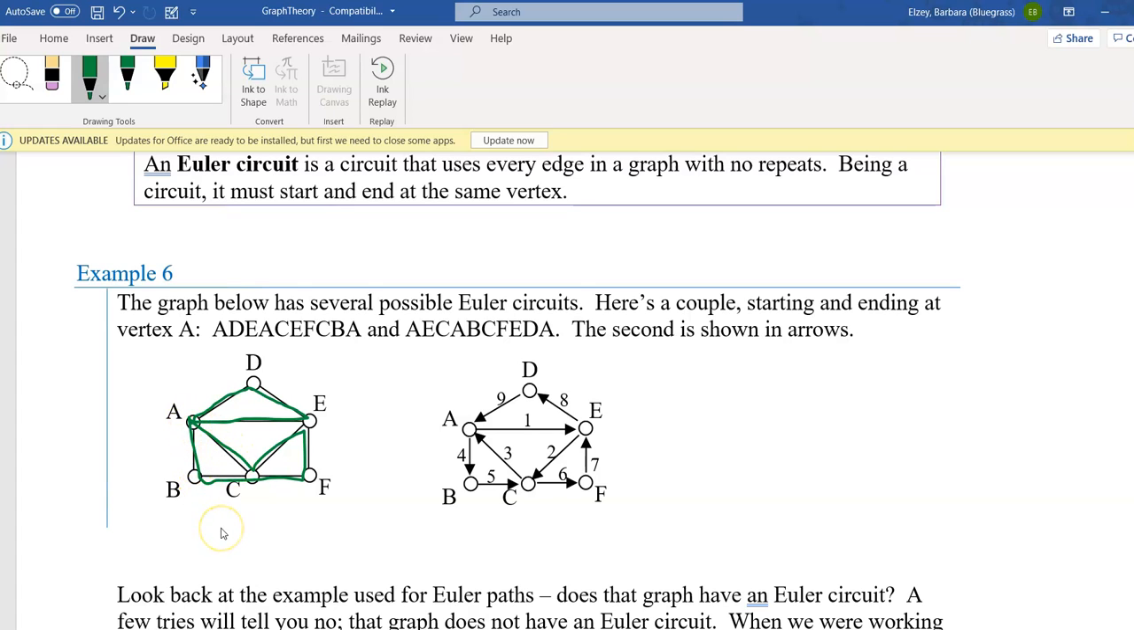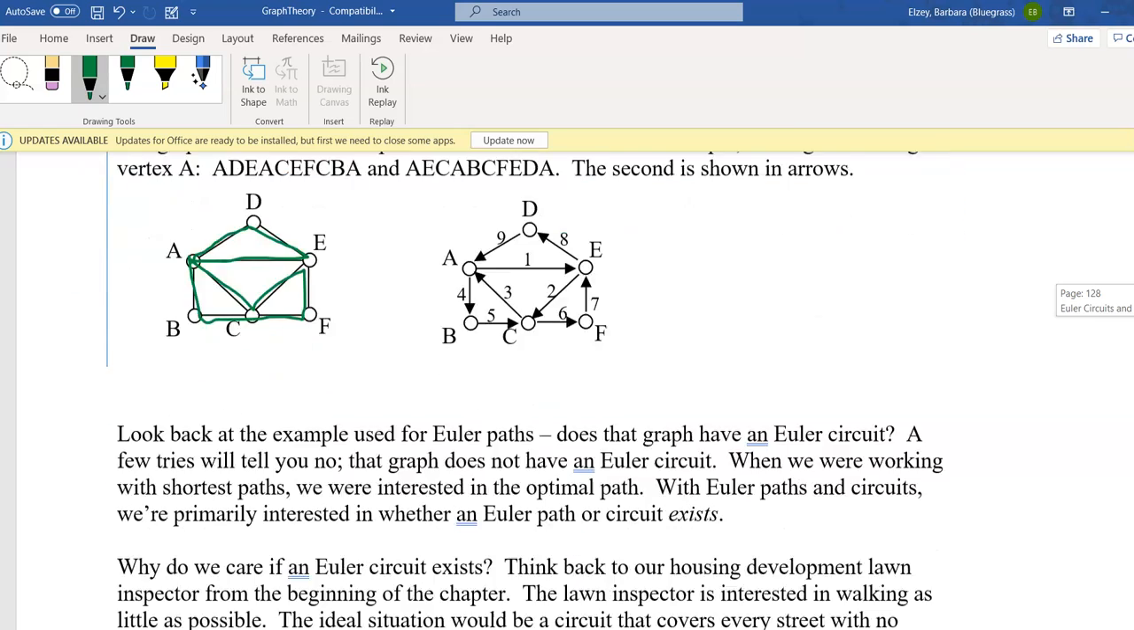Now notice that we covered every single edge. We can visit the vertices as many times as we want to. Our goal is to only cover each edge once. So think of your postman who wants to walk as little as possible. He wants to go down the streets only one time. Okay, so that's our Euler circuit.